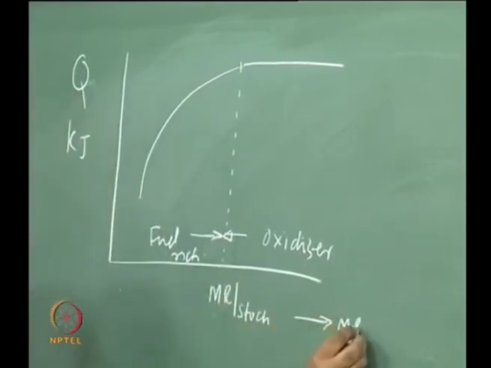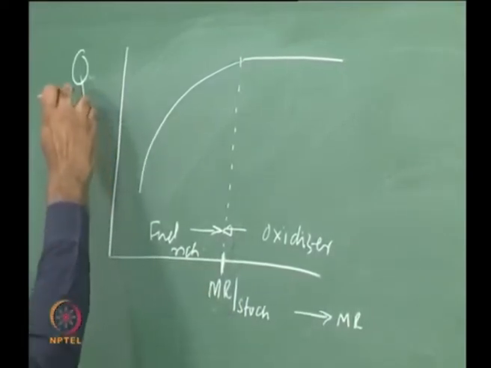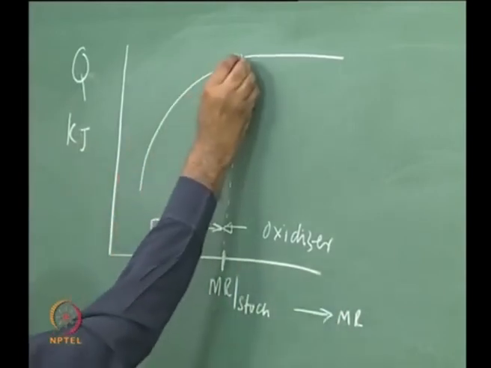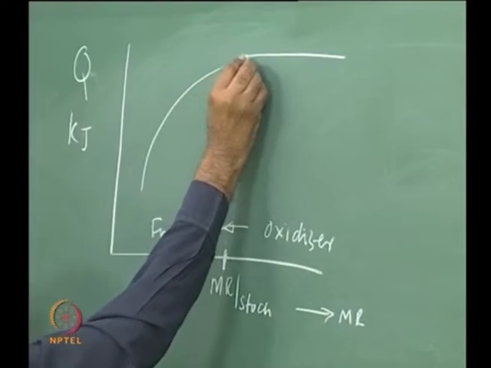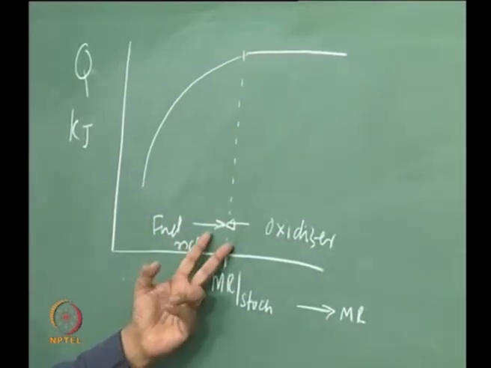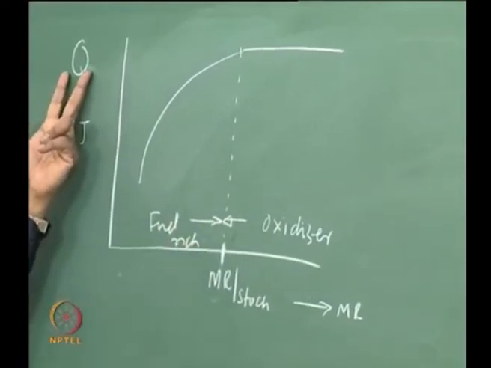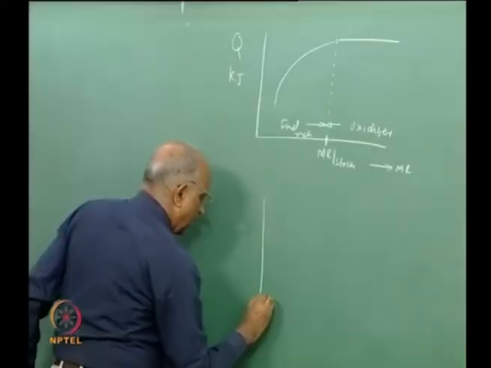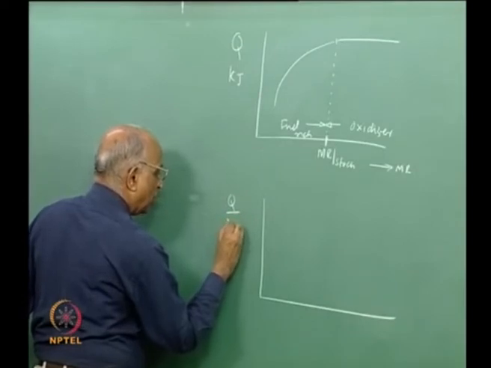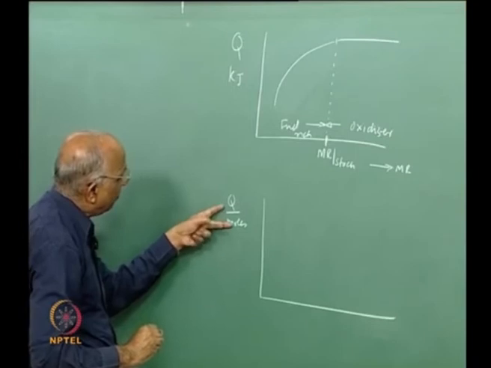Here it is mixture ratio, and this is the stoichiometric mixture ratio, and we had got a plot of heat generated versus mixture ratio going up to the stoichiometric mixture ratio and thereafter remaining constant. But let us take a look at this figure again. Supposing I want to plot, instead of Q on this axis, Q divided by the number of moles of products which are formed, then what type of behavior do I get?